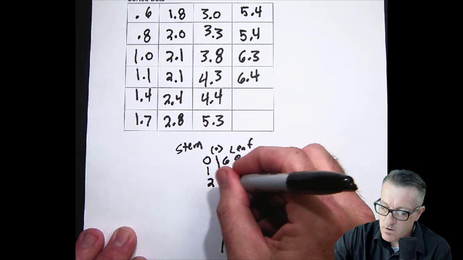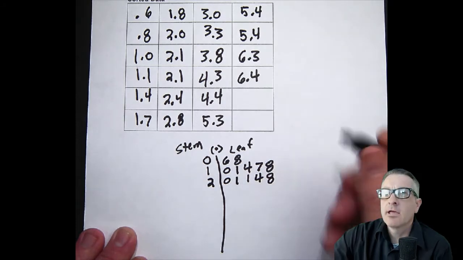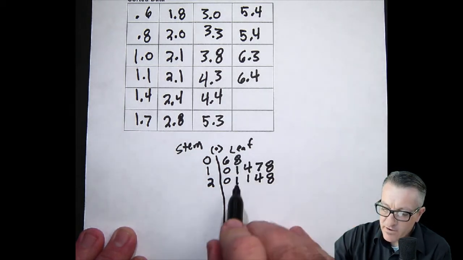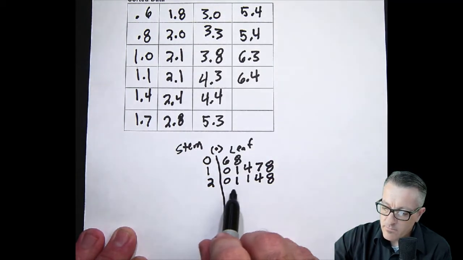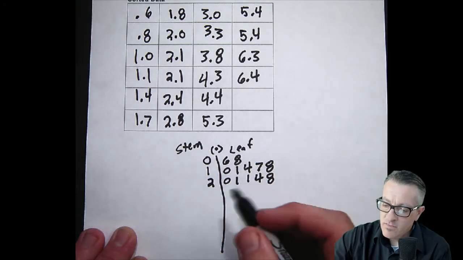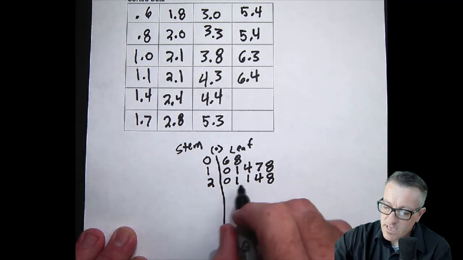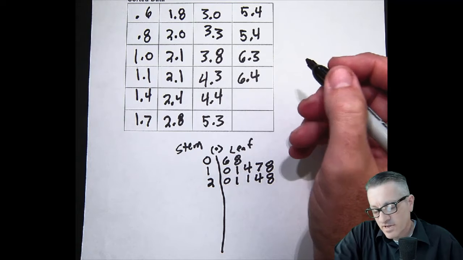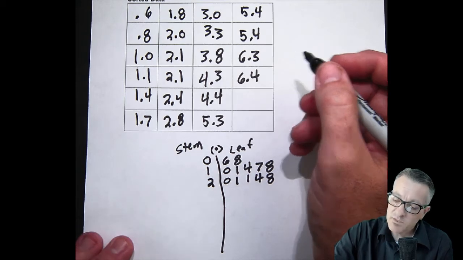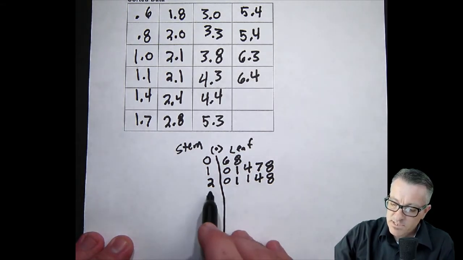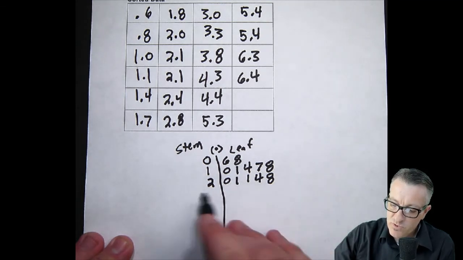So 0, 1, 1, 4, 8. And when you do this, a couple things to point out here. We had 2 1s here because we had 2.1, 2.1. So we write out our 1s twice so that you know that. The neat thing about the stem and leaf diagram is that it's considered non-destructive for your data, which means when we're done, we can actually put the data back together because we know exactly what the data is. In this case, there was a 2.0, 2.1, 2.1, so 2 2.1s, 2.4, 2.8.